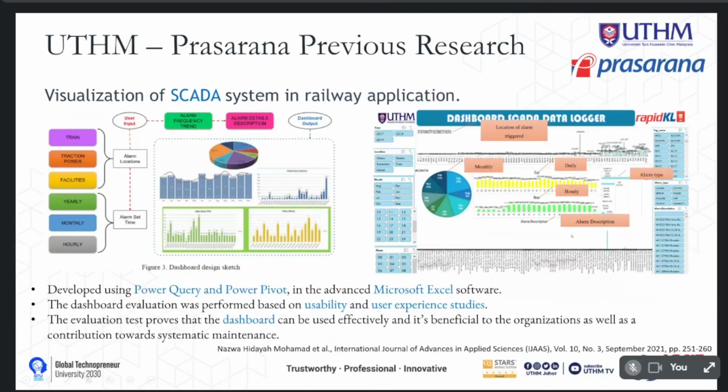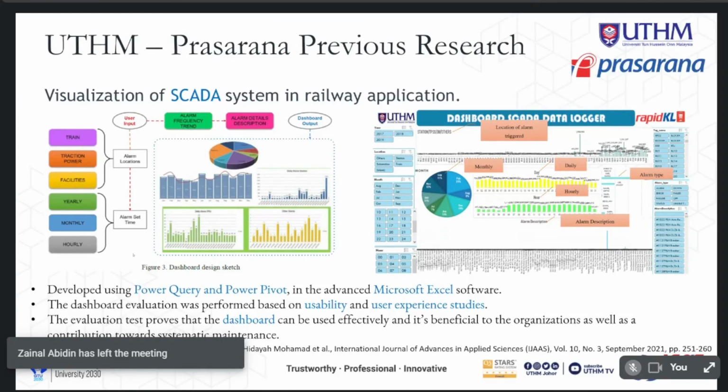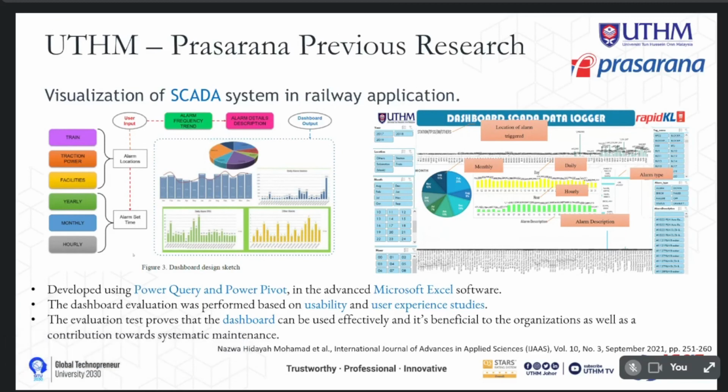So with this system, we visualize the SCADA system in railway application. We can filter on the train traction power facility as well as the data alarm set, yearly, monthly, and hourly. We can visualize all the data. This was also developed using Microsoft Excel with Power Query and Power Pivot. Dashboard evaluation was performed based on usability and user experience studies, in order to make sure our software meets their expectations. This evaluation proves that the dashboard can be used effectively and is beneficial to the organization, as well as contributing towards systematic maintenance.